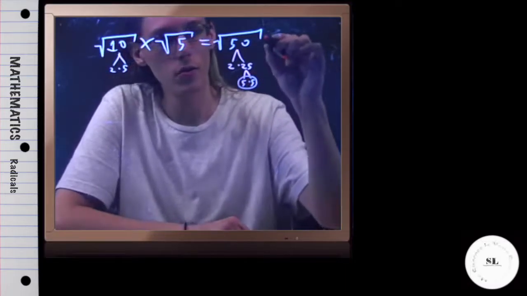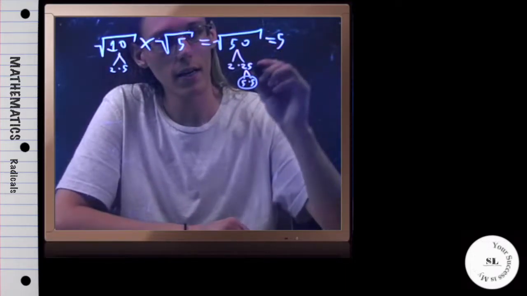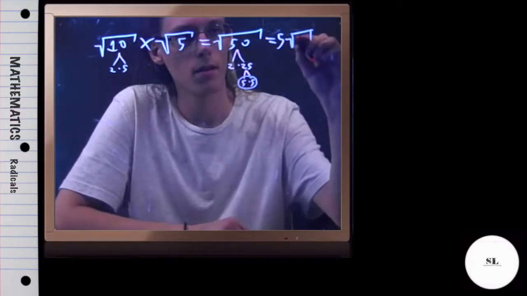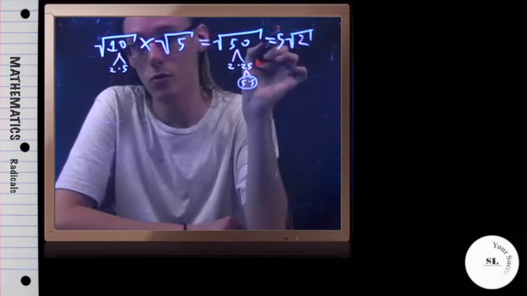So I circle those. One's going to go on the outside. And this 2, I wasn't able to pair that off, so that's stuck inside. And so we get just 5 times the square root of 2.